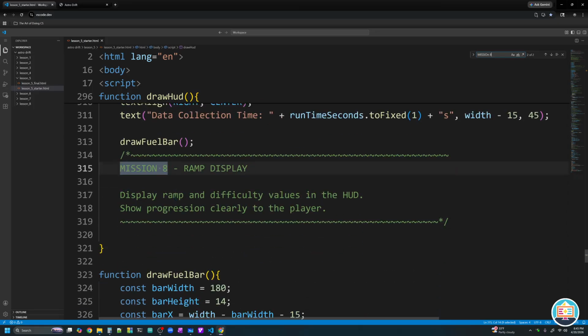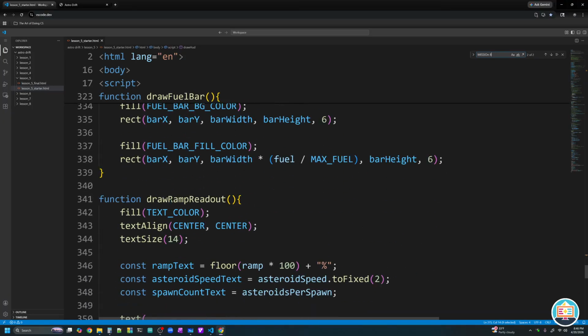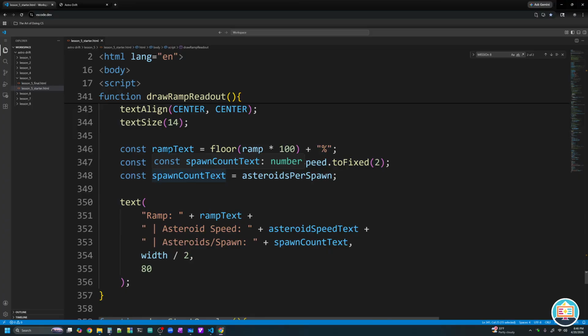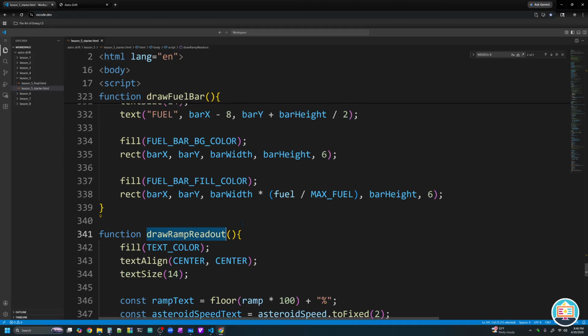Perfect. And it says draw a ramp readout. Display ramp difficulty values in the HUD. Show progression clearly to the player. So I'm going to scroll down just a little bit. We got our draw fuel bar function. And then there's this nice debug function called draw ramp readout, where we show a bunch of text in regards to the ramp. We show the ramp's percentage, what the asteroid speed should be, and what the asteroids per spawn should be. So this function just needs to get called.